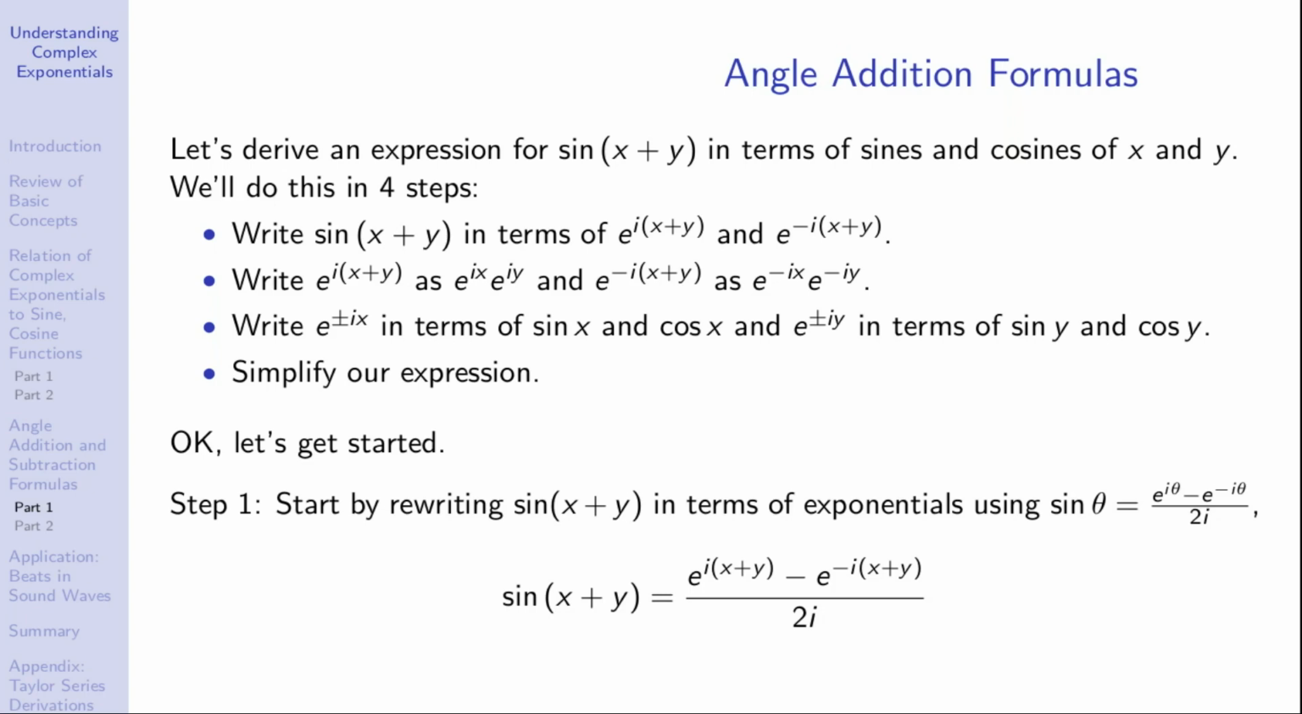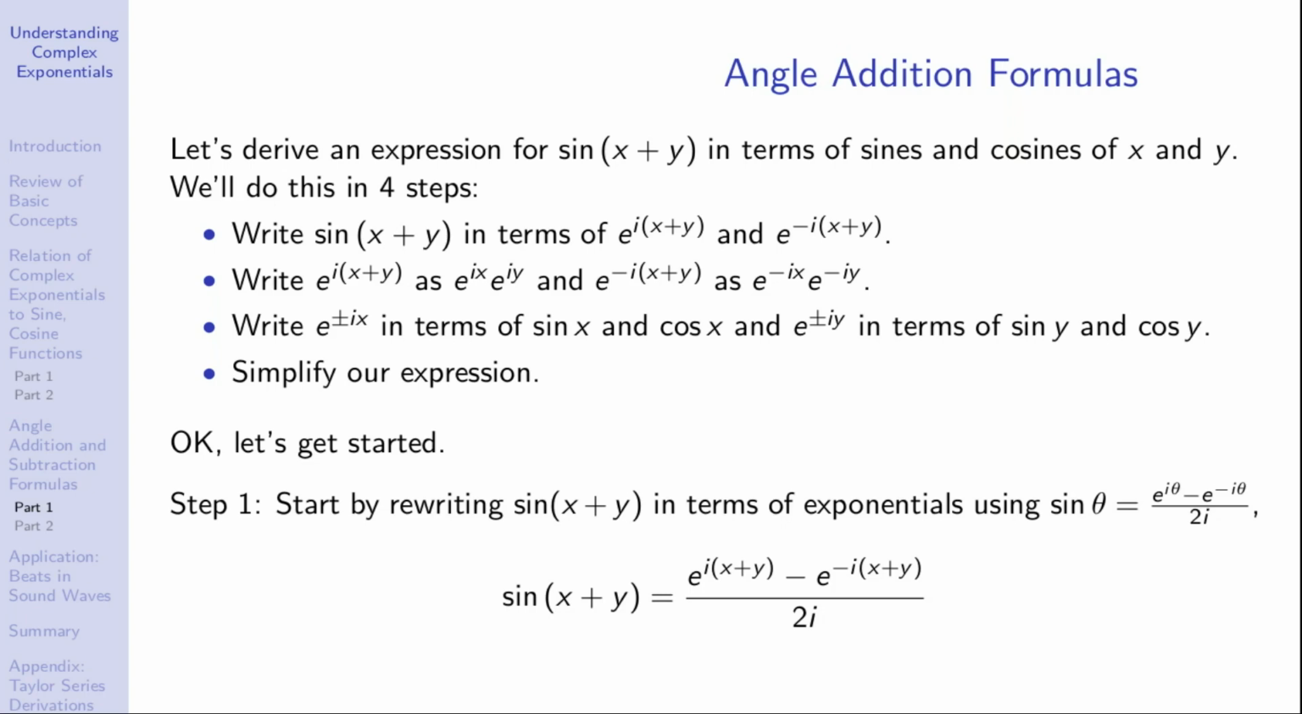Second, we'll write e to the i(x plus y) as e to the ix times e to the iy, and we'll write e to the minus i(x plus y) as e to the minus ix times e to the minus iy. Third, we'll write e to the plus and minus ix in terms of sine of x and cosine of x, and we'll write e to the plus or minus iy in terms of sine y and cosine y. And fourth, we'll simplify our expression.